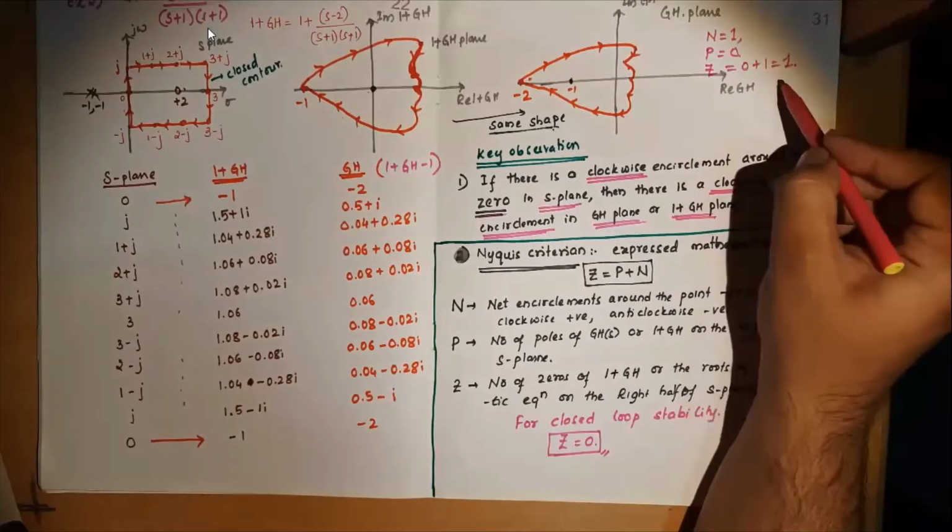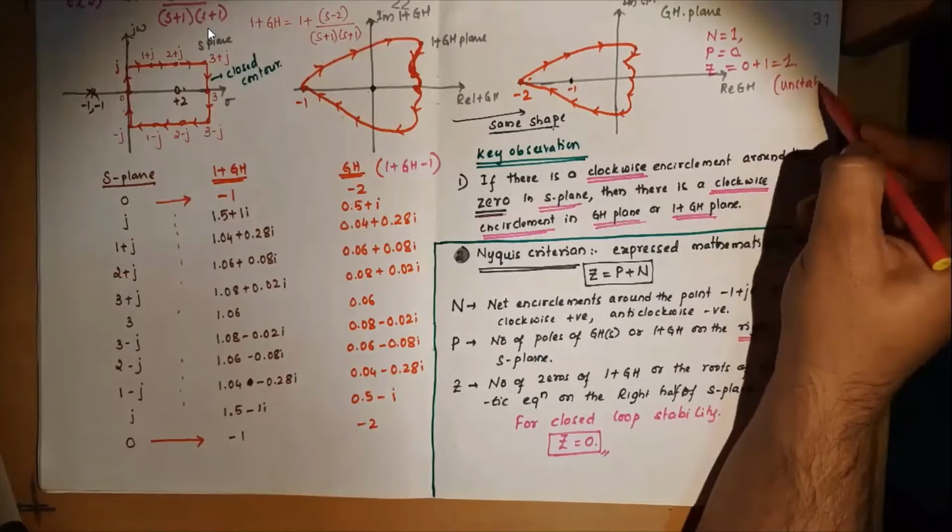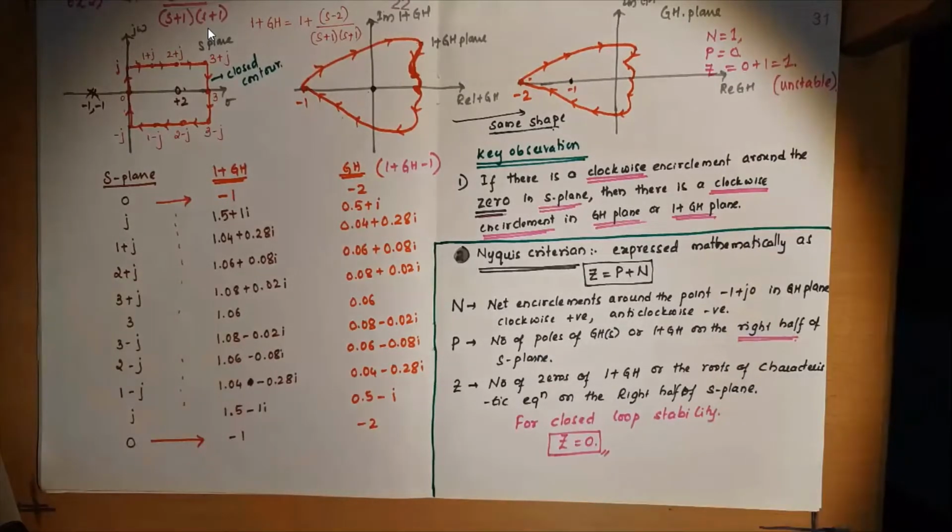You are getting Z equal to 1. So therefore the system is unstable. I will conclude that the system is unstable. To be specific, the closed loop system is unstable.